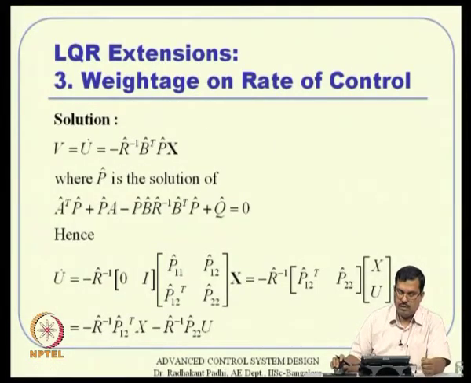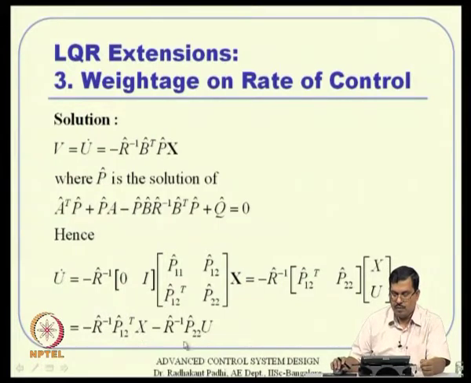Now, the solution turns out to be like this. Ultimately, you get a solution in terms of V as a function of bold x. That means V is minus R hat inverse B hat transpose P hat times x, where P hat is a solution of that. Now, what I am telling here is, once you get V, which is nothing but u dot, it is that. So, expand all that, and this one turns out to be like this.